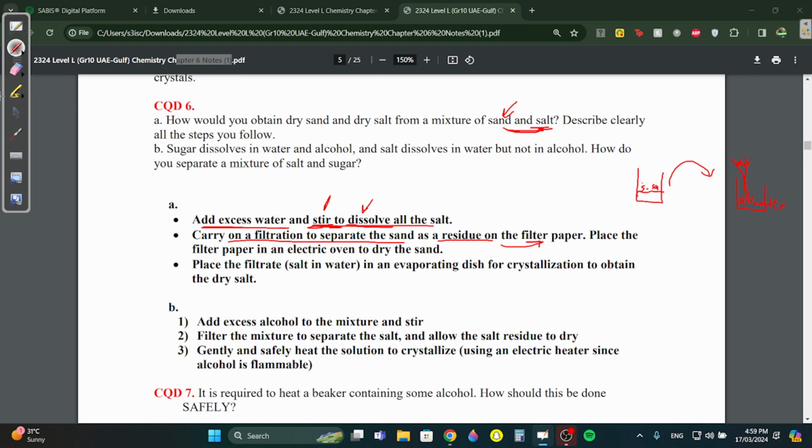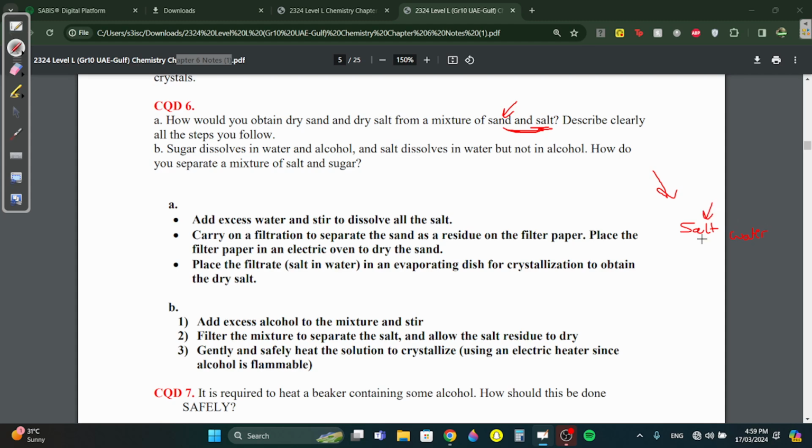So you have to say after that, perform filtration, and then you say the sand will be left as the residue, and the salt and water will go down. Just try and describe the process as much as you can. After that, we want to now evaporate. We want to evaporate the salt, right? We're left now with salt and water. Salt water.